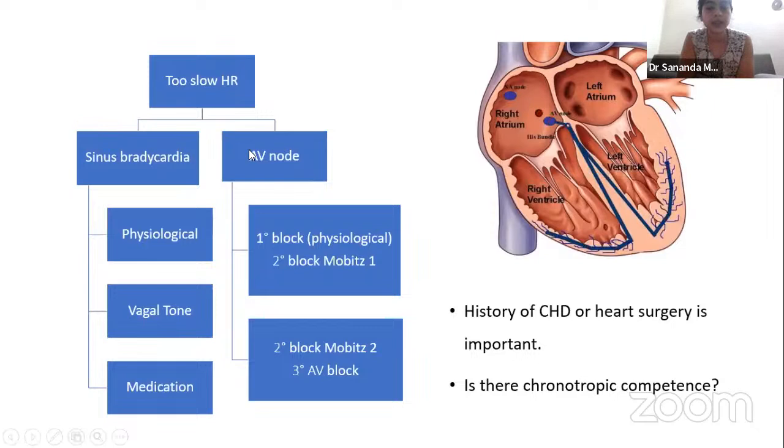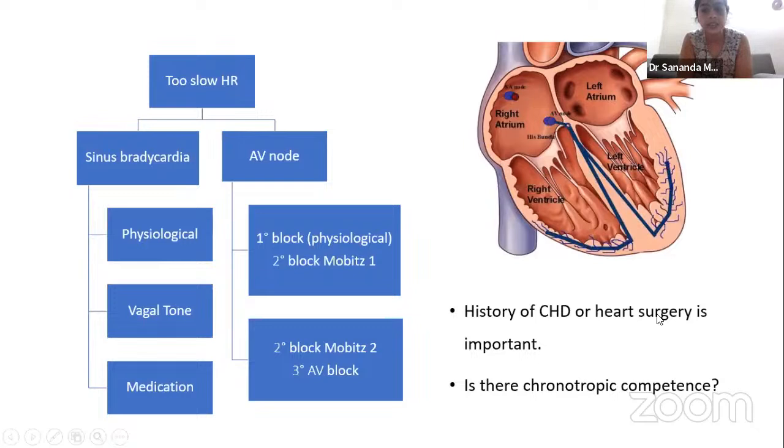And then coming to the AV node, we have first degree and second degree block. First degree block is just prolongation of the PR interval. Second degree block, Mobitz type 1, is gradual, with variable PR intervals. Then Mobitz type 2, where the PR interval is prolonged and then there's one dropped beat. And third degree AV block is completely atrioventricular asynchrony, where P and QRS are independent of each other. While evaluating the slow rhythms, history of congenital heart disease or cardiac surgery is very important.